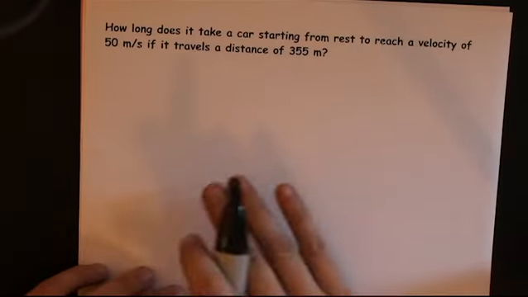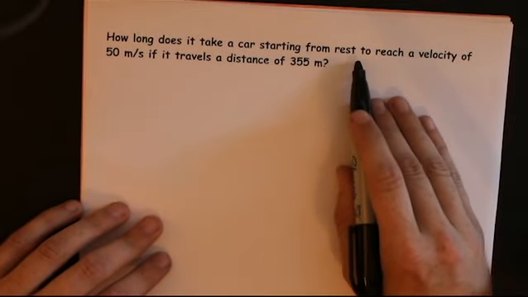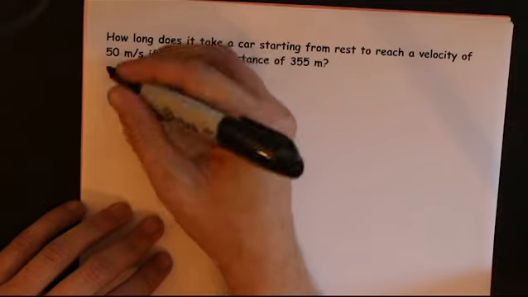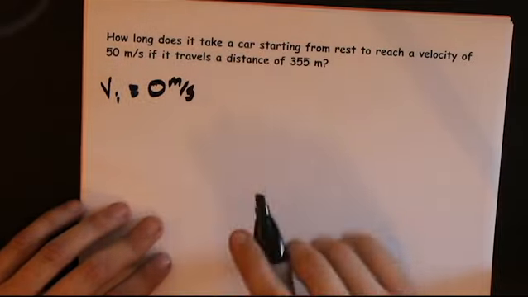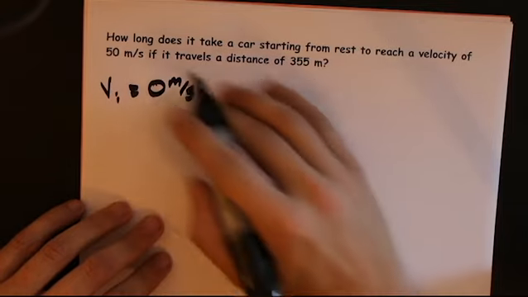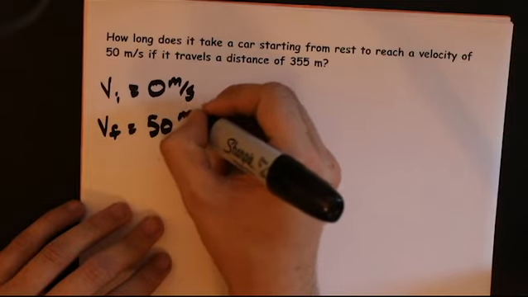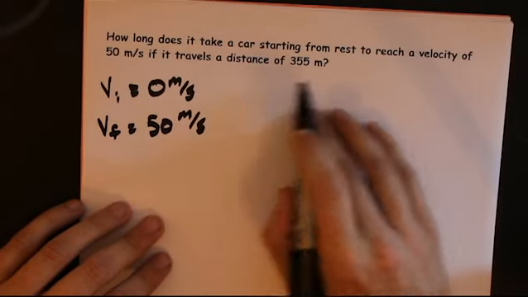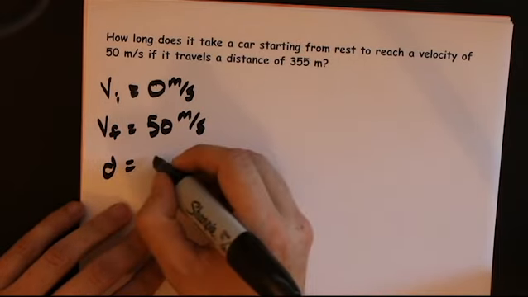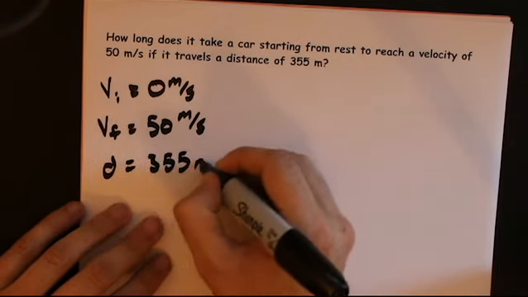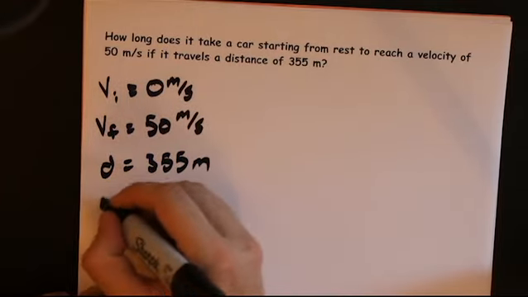So, like always, make a list of everything that's given to you first. How long does it take a car starting from rest? That's your initial velocity. So your initial velocity is at rest, which is 0 meters per second. Reaches a velocity of 50 meters per second. That's your final velocity. 50 meters per second. If it travels a distance of 355 meters. And we are looking for the time. How long does it take? So it's asking for a time.